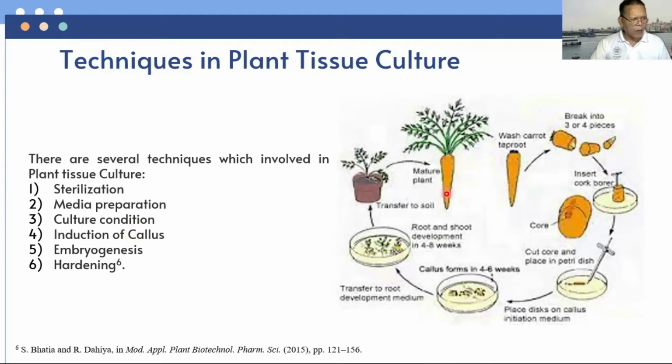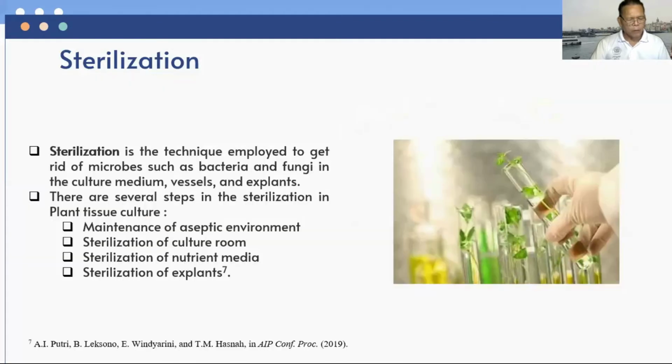Now let's move to sterilization. The first is sterilization. Sterilization is the technique employed to get rid of microbes, such as bacteria and fungi, in the culture medium, vessels, and explant. There are several steps in sterilization in plant tissue culture.